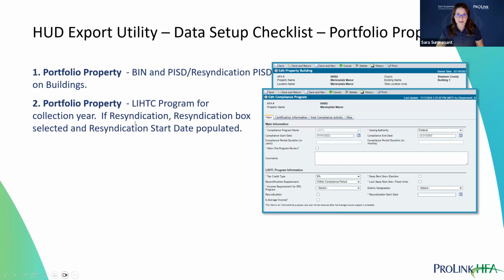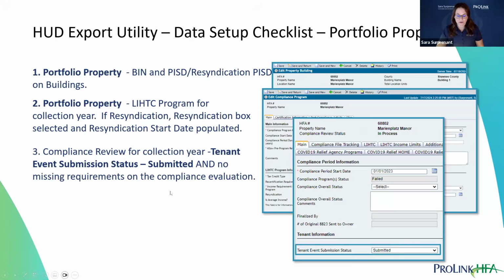If it's a resyndication, you want to put in the resyndication data because that's going to show up now in the HUD export. You may have some, you may not, but if you do, making sure that data is populated also is very important. The big thing that seems to show up in our missing data file is when your tenant event submission status has not been submitted, it's set to pending. That usually shows up on the missing data file, and we'll talk about that in a minute.